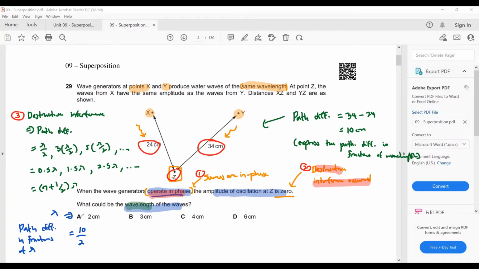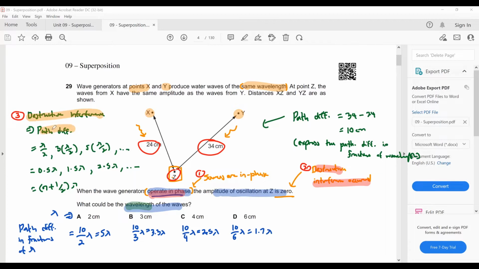So what you want to do is that for each of these given wavelength, you try to find out what would be the path difference in terms of those given wavelength. This one is 10 divided by 2, giving you 5 lambda. This one will be 10 divided by 3, giving you 3.3 lambda. This one is 10 divided by 4, giving you 2.5 lambda. This one is 10 divided by 6, which will in turn give you 1.7 lambda.